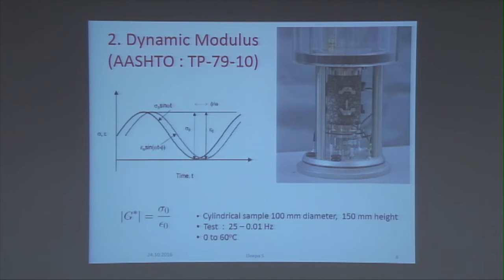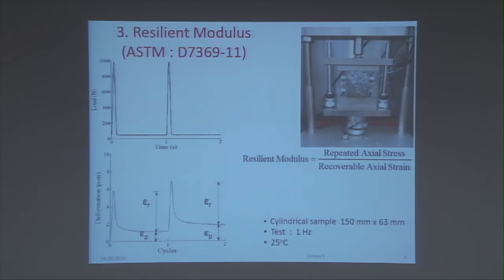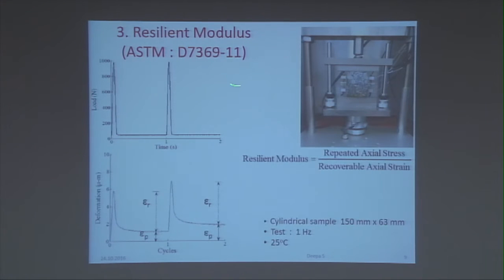Okay, now let us go to the next modulus, which is the resilient modulus. In this test we use a cylindrical sample, 150 mm diameter and 63 mm thick, and the sample is subjected to haversine compression loading across the periphery, that is the material is loaded across the vertical diametral plane of the sample. The test is generally conducted at 1 Hz, that is we apply load for 0.1 second duration and we give a rest period of 0.9 second duration, and this is repeated, and this is the resultant deformation or the strain.